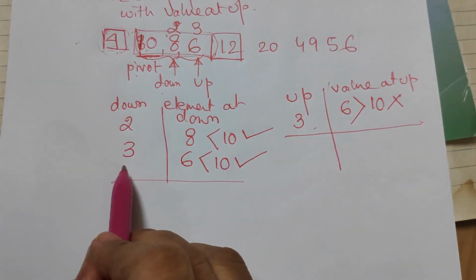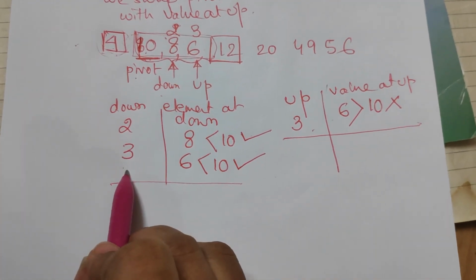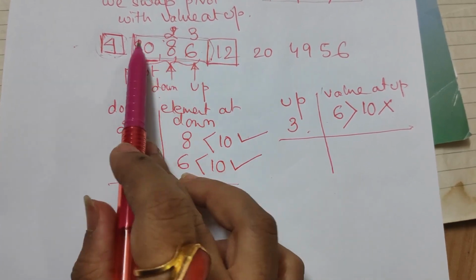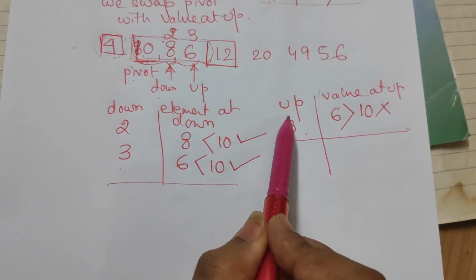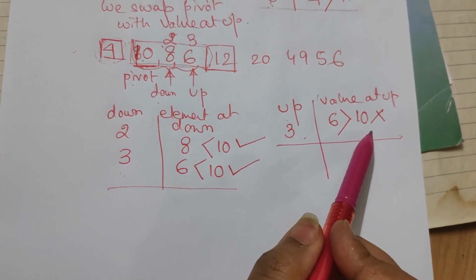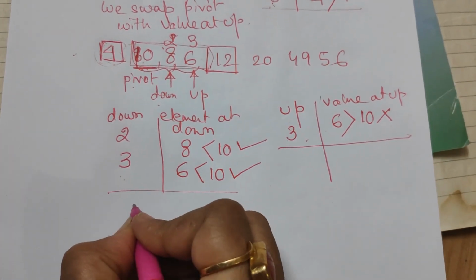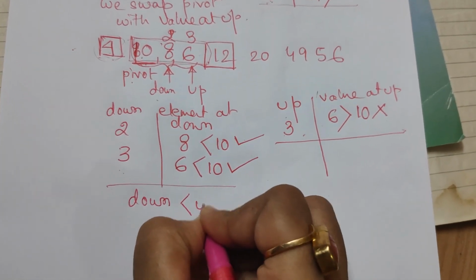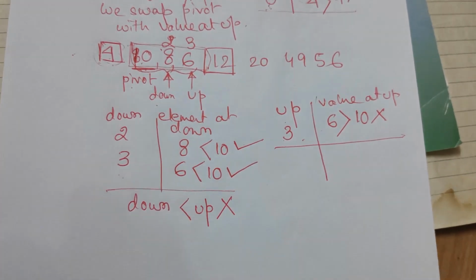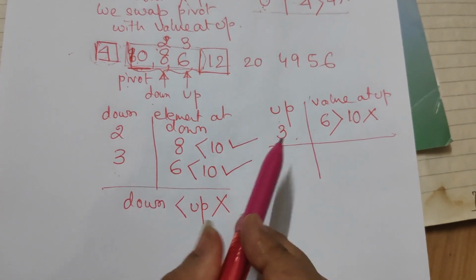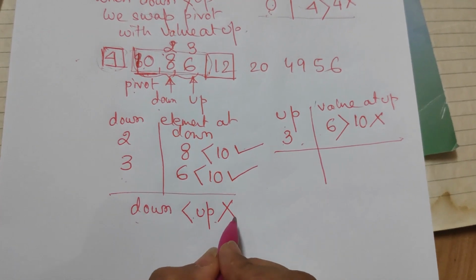Why does down halt at 3? Down halts at 3 because there are no more elements in this list of 3 elements. And up halts at index number 3 because 6 is greater than 10 is false. So what is the checking? Down less than up, which is incorrect. Why? Because down is also 3, up is also 3. So down less than up is incorrect.